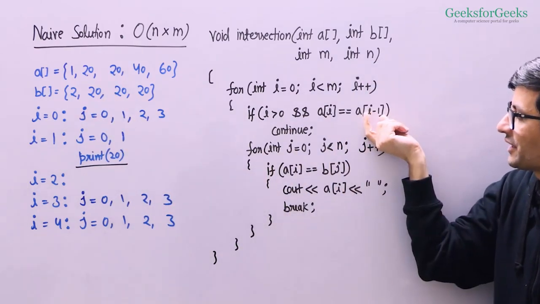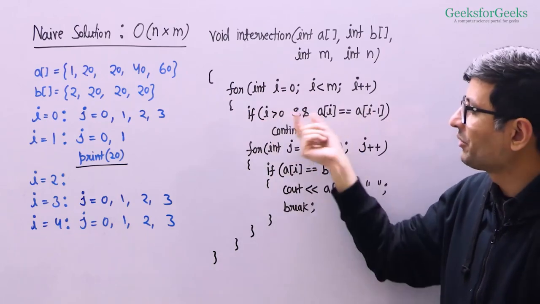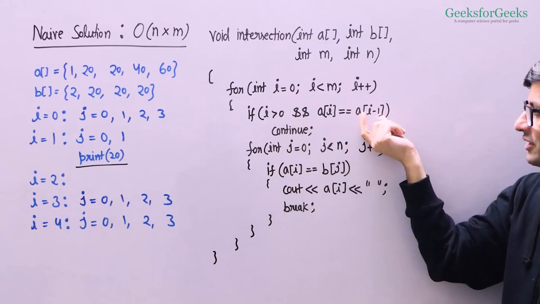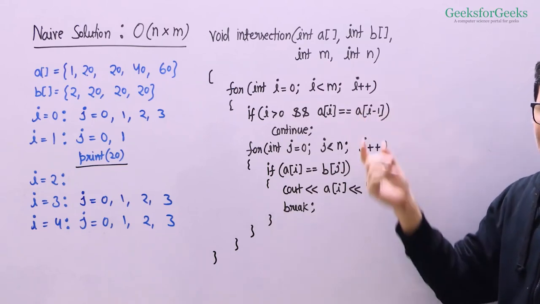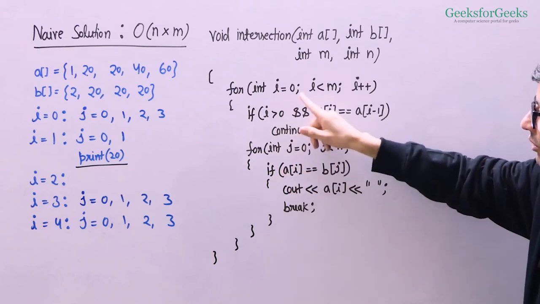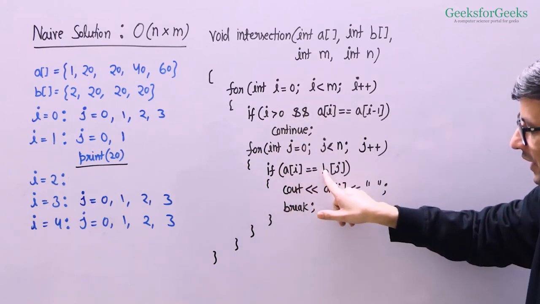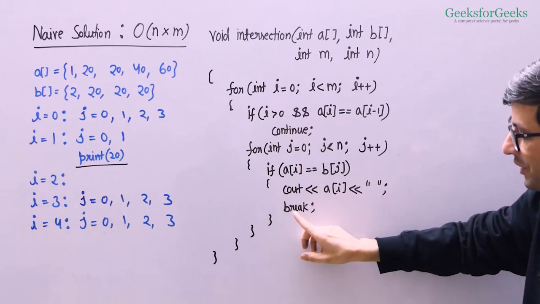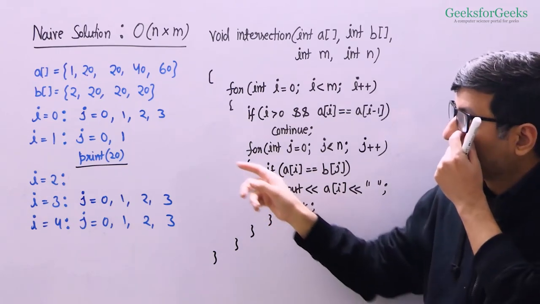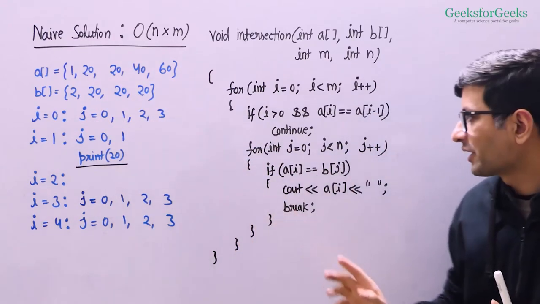And since we are accessing I minus 1, we need to ensure I is greater than 0, right? Otherwise, if you access this for I equal to 0, you will be having problems. Now, once after checking for this, we look for A[i] in array B. As soon as we find it in array B, we print it and we break the loop, again to avoid duplicates, because this for example is present at multiple places. We want to print only one occurrence.